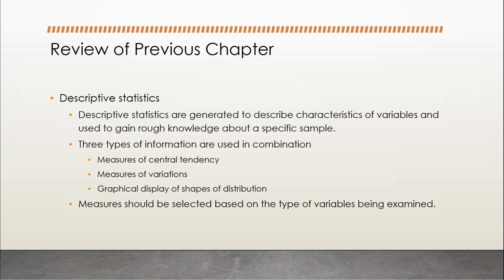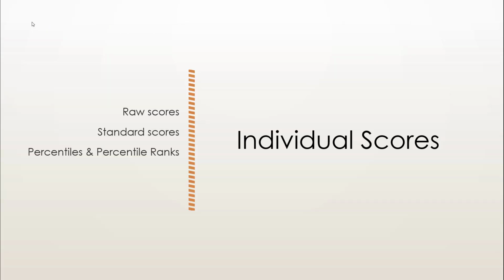In the last class, we talked about measures of central tendency, measures of variation, and graphical tools. We use these tools to describe the characteristics of variables and to get a rough idea about a sample. With this descriptive information, we can also understand individual scores better.